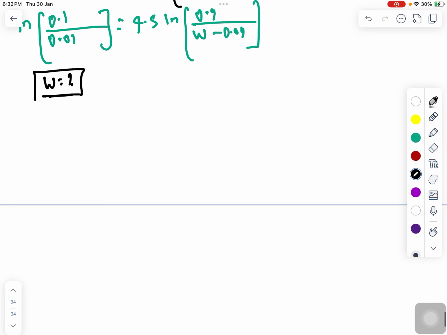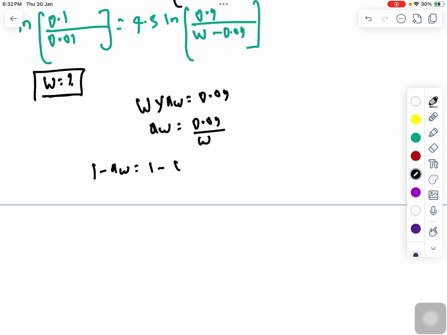once you know the value of W, so you know W into XW equals 0.09. So you can calculate XW is equal to 0.09 divided by W, and you are supposed to calculate 1 minus XW, that is equal to 1 minus 0.09 divided by W. That's it. This will be your answer.